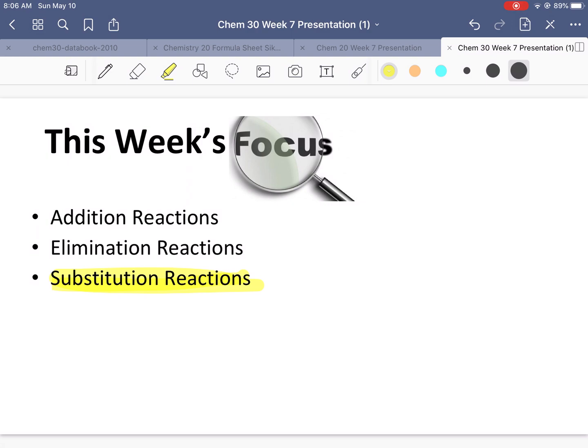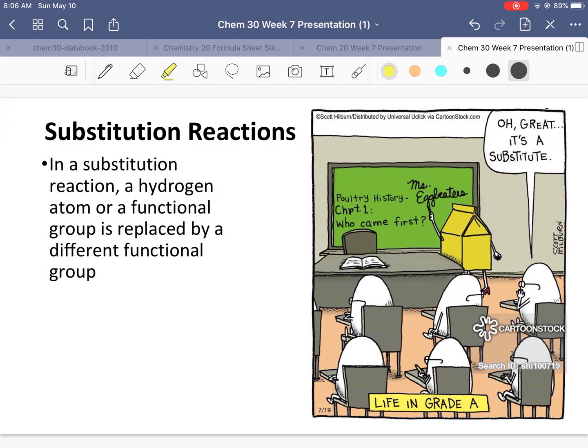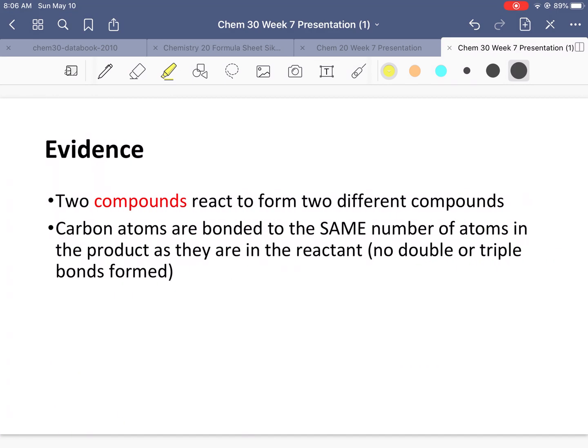Substitution is more of a swap type idea. It's a trade. It's like, I'll give you this if you give me that, right? So we start with two structures and we're going to end with still having two different products. Ultimately what's happening with substitution is we're taking a hydrogen atom or potentially a functional group, like a hydroxyl group, and then we're swapping it for a different functional group. So a switch, a substitute, if you will. Okay, let's check it out.